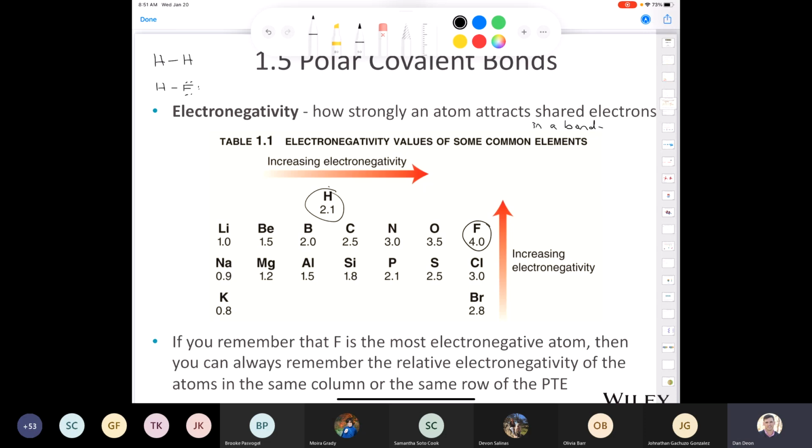So hydrogen only has an electronegativity value of 2.1. That means there's a dipole going in this direction.